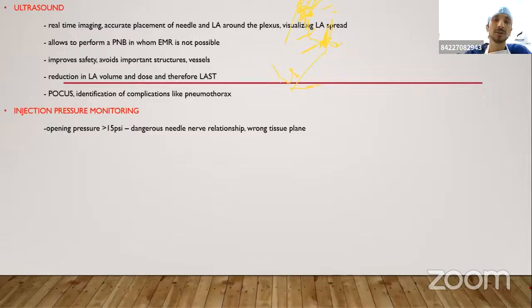Currently, ultrasound has also been widely used in the identification of complications like pneumothorax, which can occur following a supraclavicular block. The third is the injection pressure monitor.